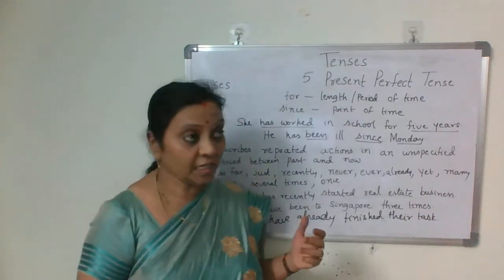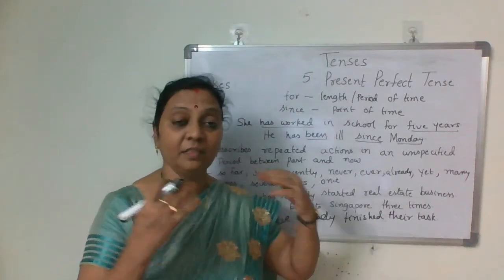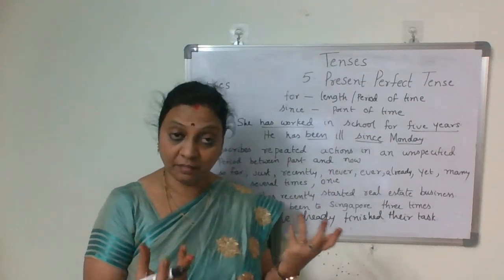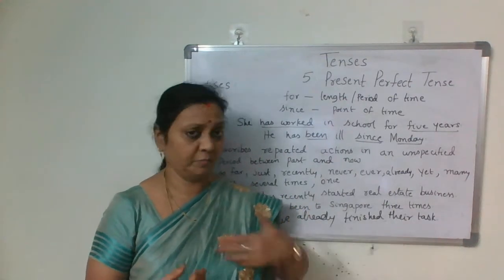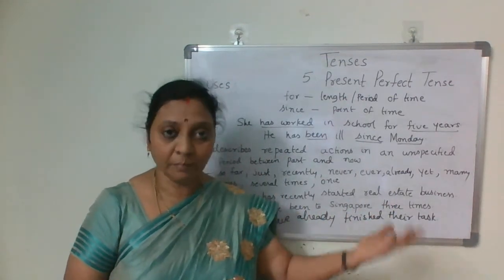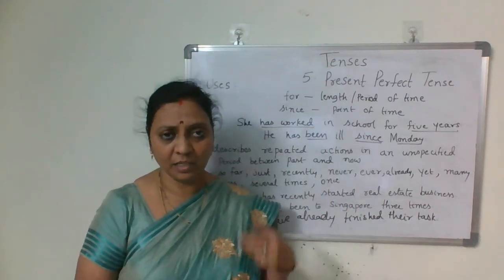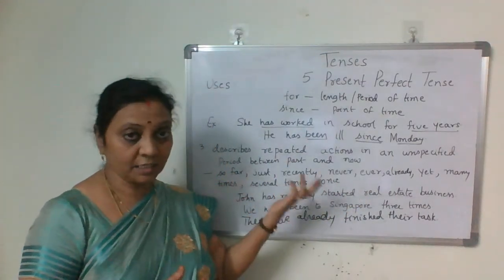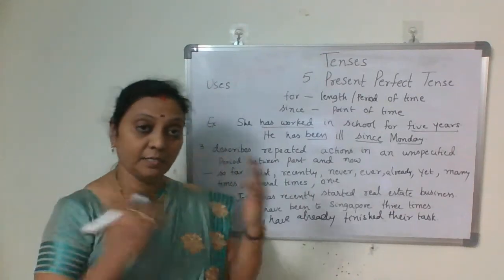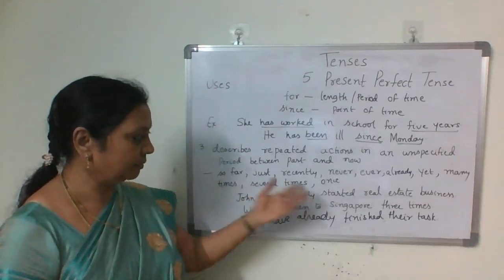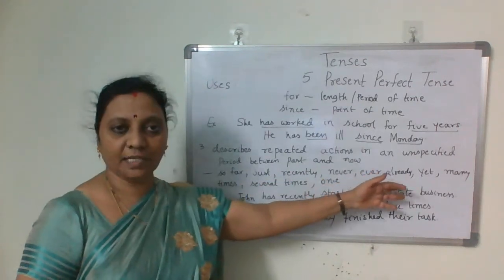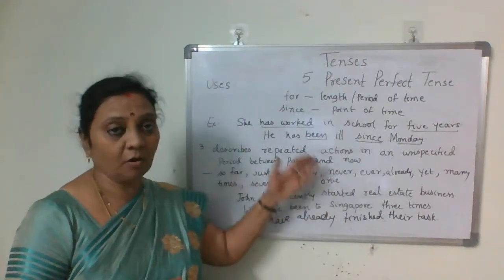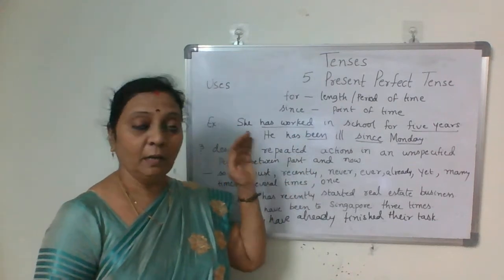And what else? Many times, several times. We have seen the Bahubali movie several times. That is unspecified time between past and now. We have gone to that hotel many times. The time is not specific, it is an unspecified period between past and present. So several times, many times, once, and even already, never, just, all these expressions we can use with present perfect tense.